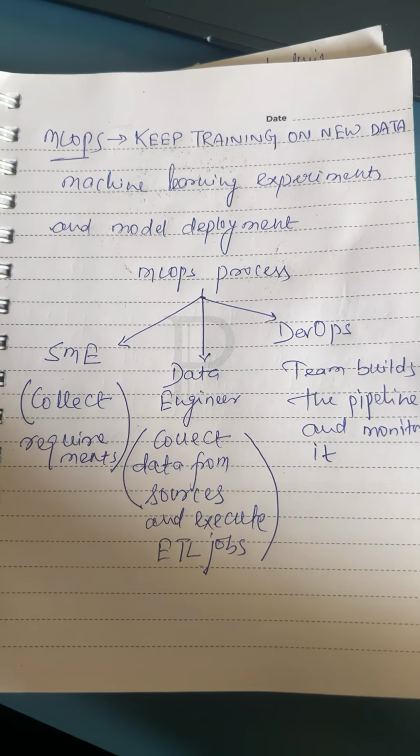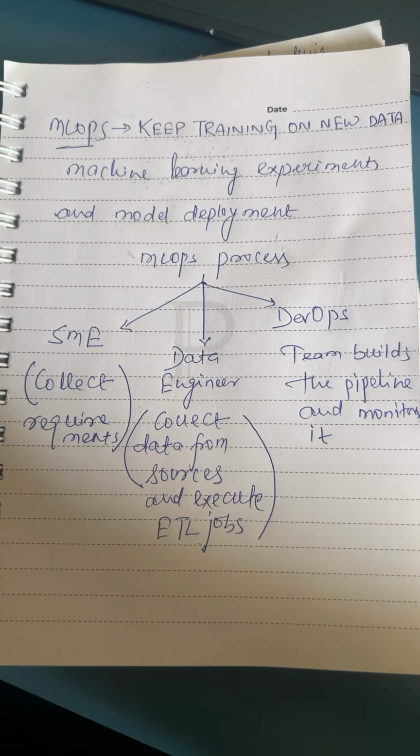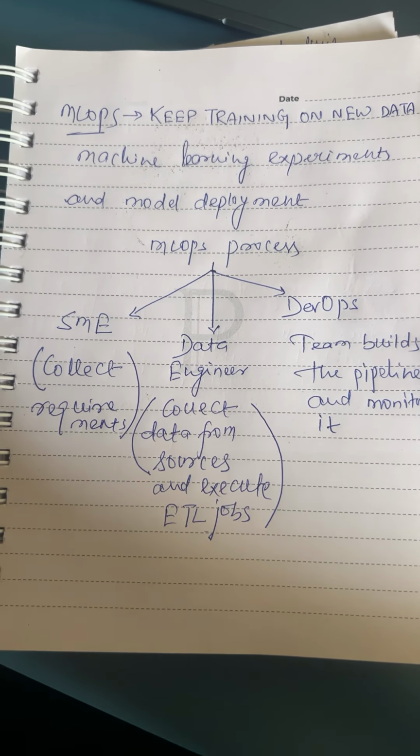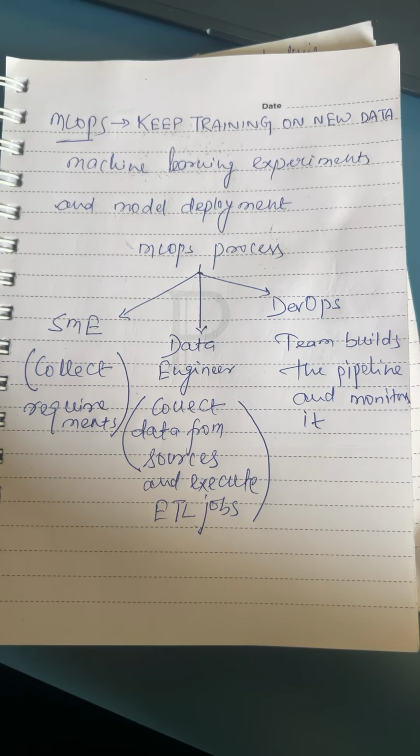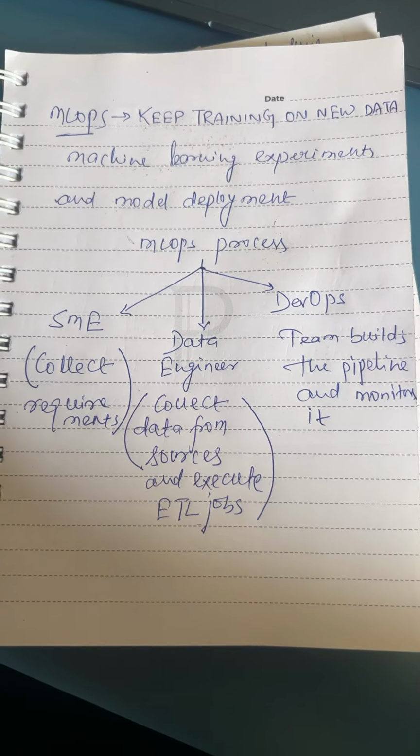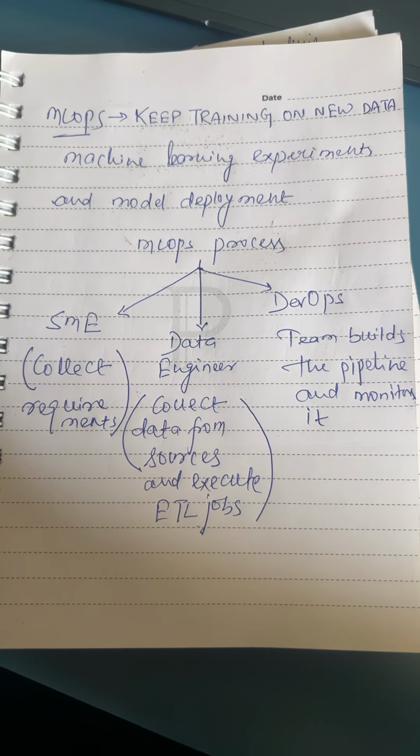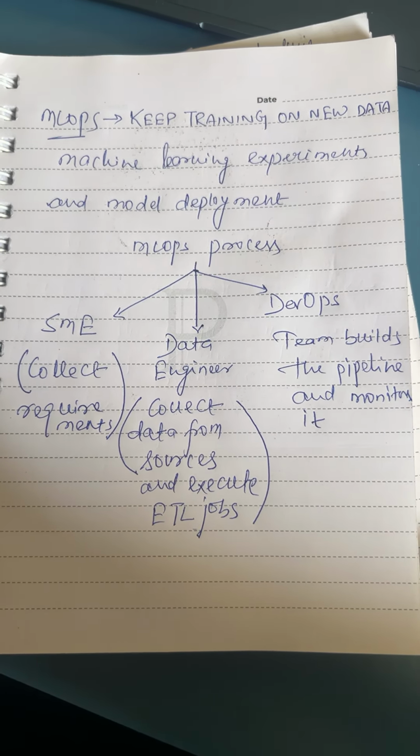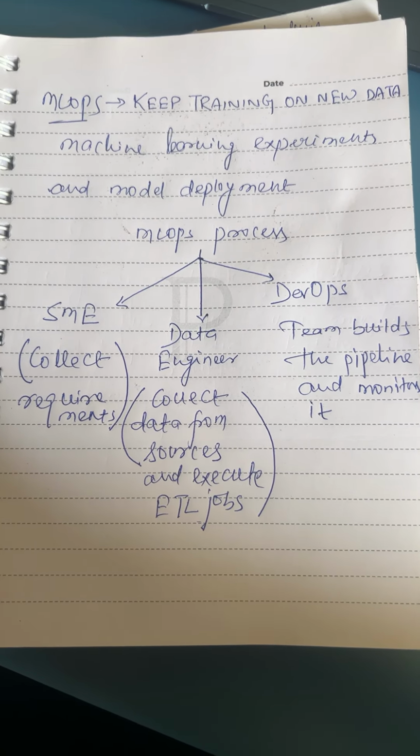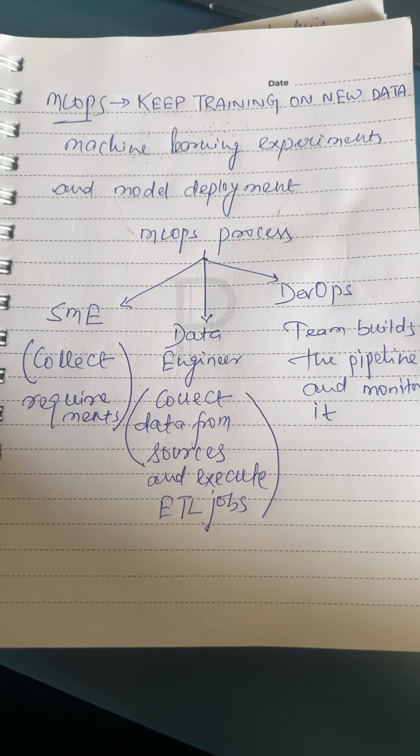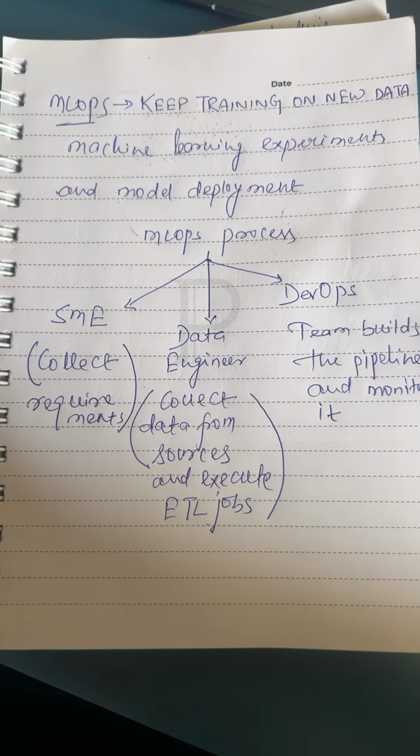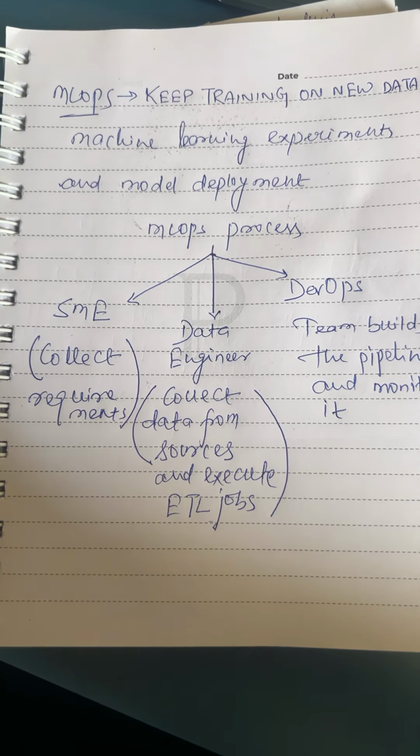So this is how MLOps works. The SME collects the requirement, the data engineer collects the data from the different sources and executes the ETL pipeline jobs. And once the model gets built by the data scientist, the DevOps team builds the pipeline and monitors it. So basically, MLOps is a combination of three disciplines: machine learning, data engineering, and DevOps. I can say that, right?